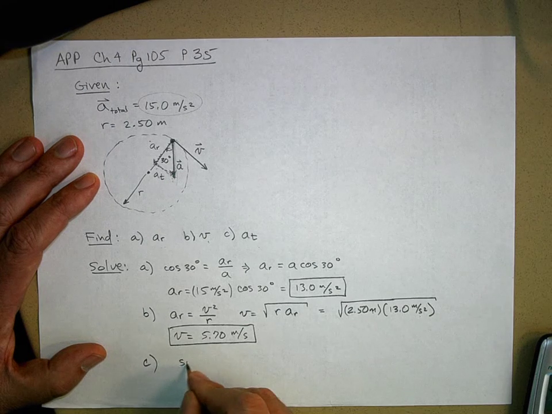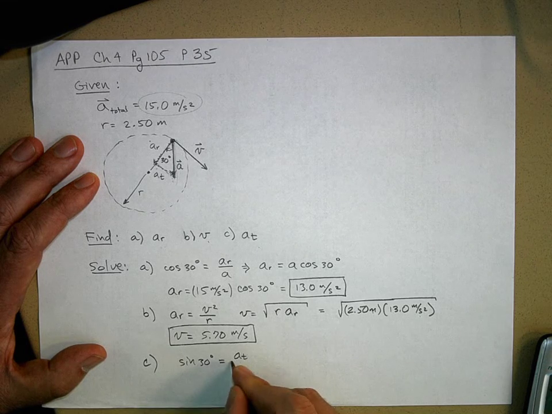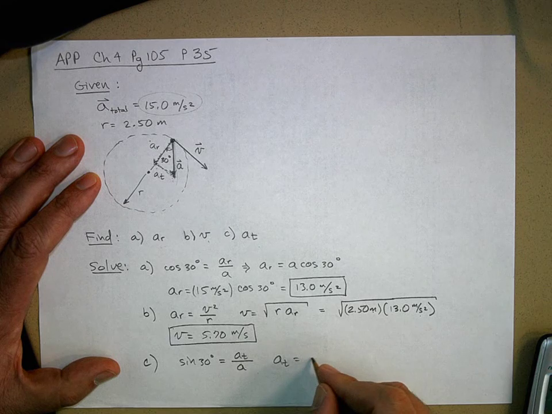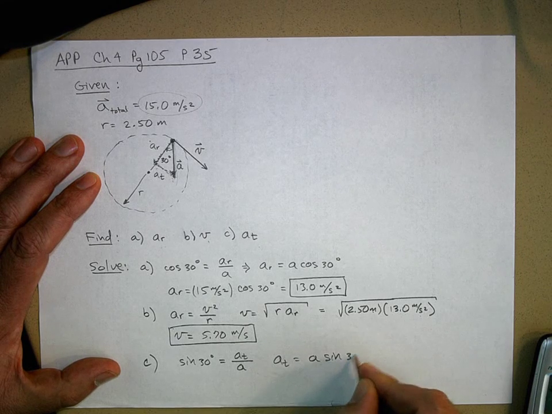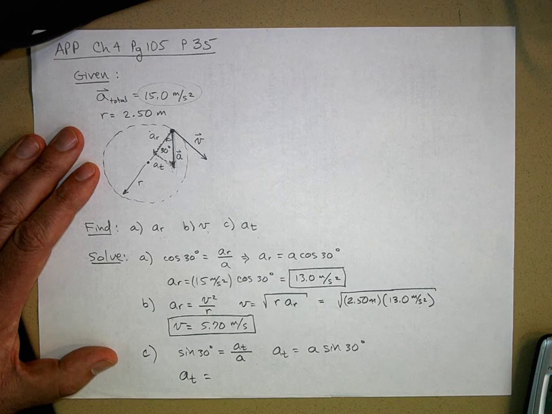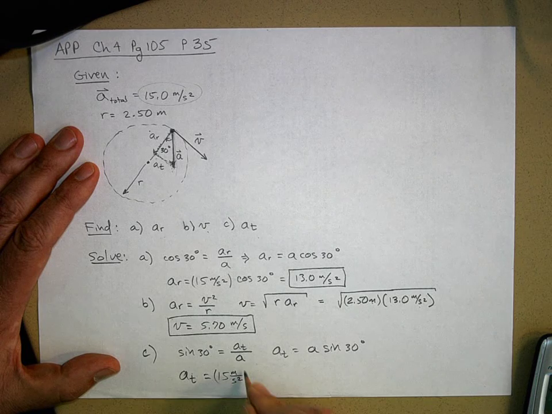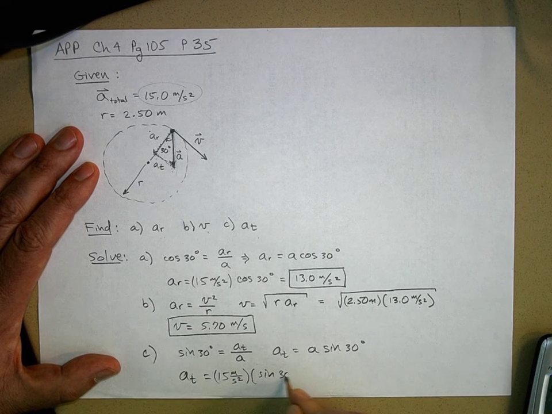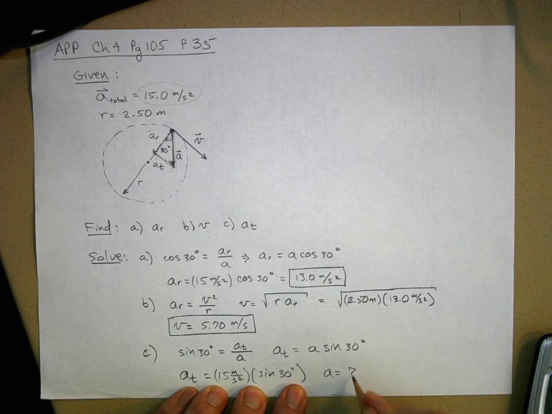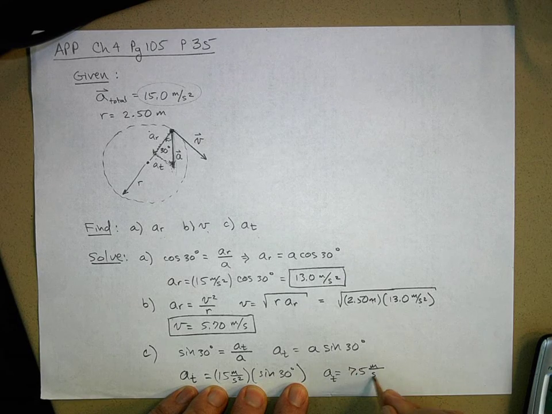So the sine of 30 degrees is equal to the opposite over the hypotenuse. So the tangential acceleration will be equal to A sine 30 degrees. So the tangential acceleration is the given 15 meters per second squared times the sine of 30, and we don't need a calculator for that. The tangential acceleration is 7.5 meters per second every second.